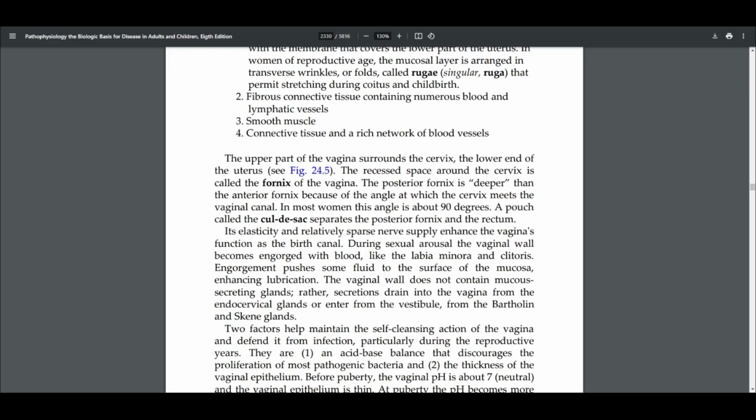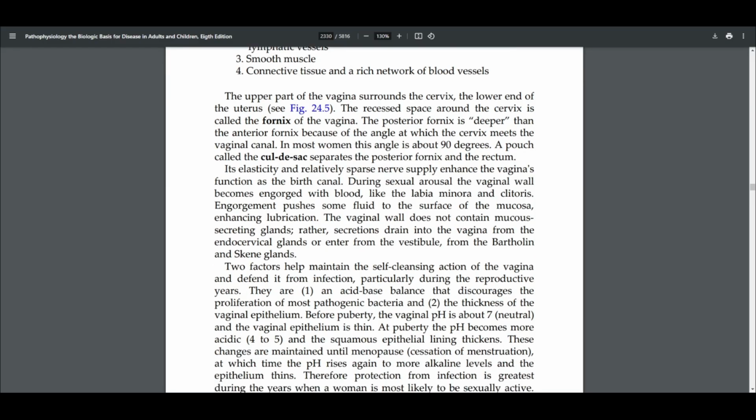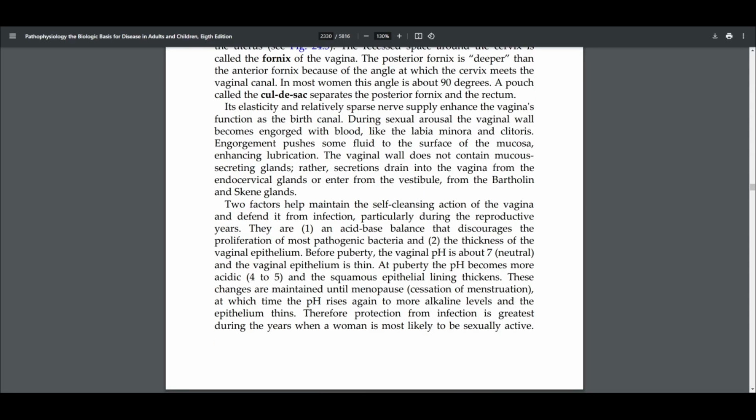During sexual arousal, the vaginal wall becomes engorged with blood. Like the labia minora and clitoris, engorgement pushes some fluids to the surface of the mucosa, enhancing lubrication. The vaginal wall does not contain mucus-secreting glands. Rather, secretions drain into the vagina from the endocervical glands, or enter the vestibule from the Bartholin and Skene glands.